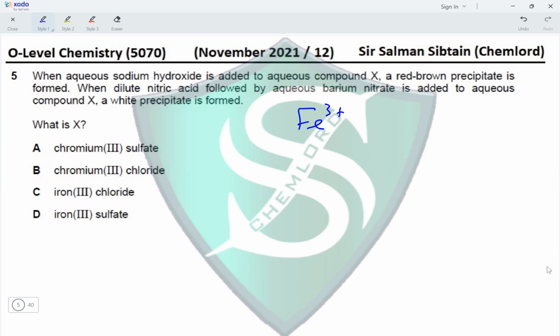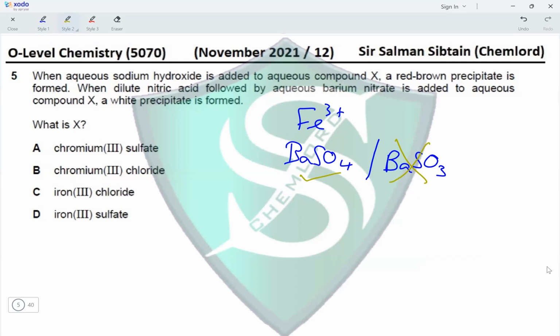Now, in the next step, we have nitric acid followed by barium nitrate. So when added to compound X, a white precipitate forms. Barium ions react with sulfate and they react with sulfide. So this could be sulfate or sulfide, but we are sure that this is not sulfide and this is sulfate because nitric acid has been added. When you add nitric acid to barium sulfate, the precipitate remains, while if you add nitric acid to barium sulfide, the precipitate would have dissolved.